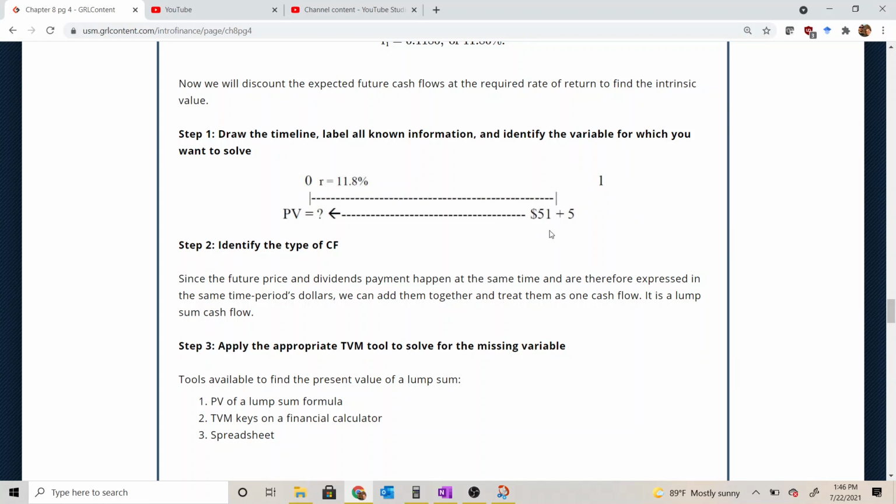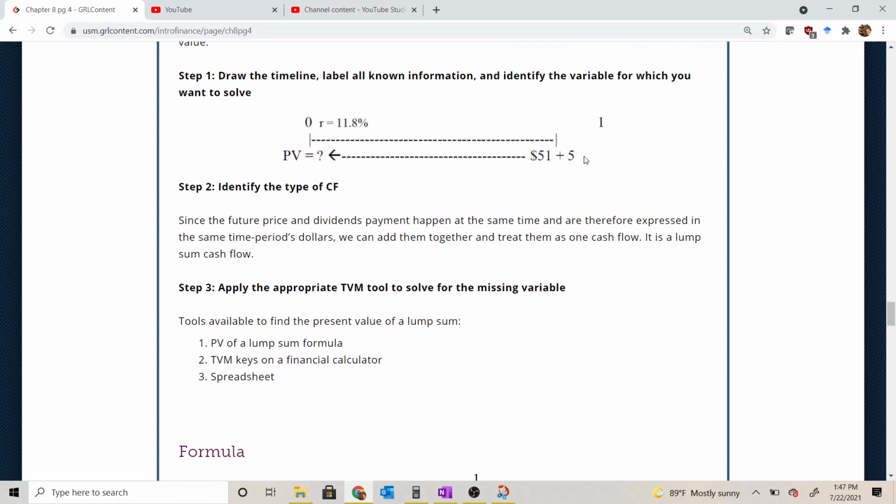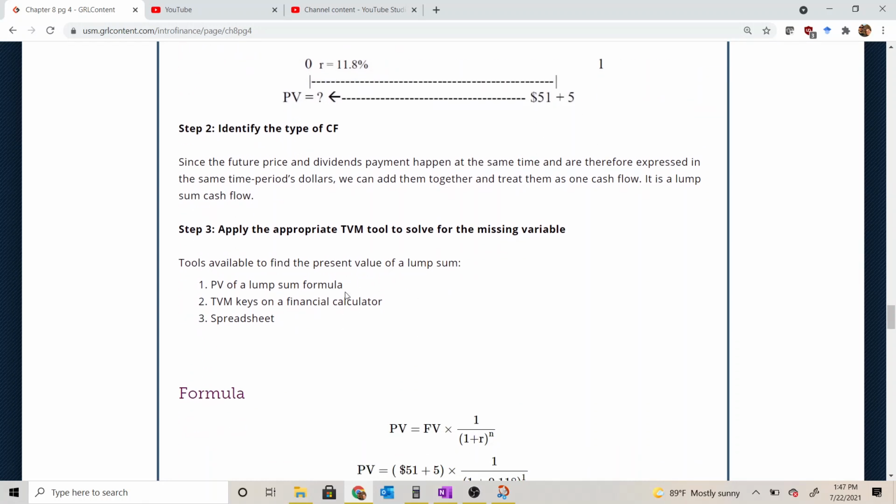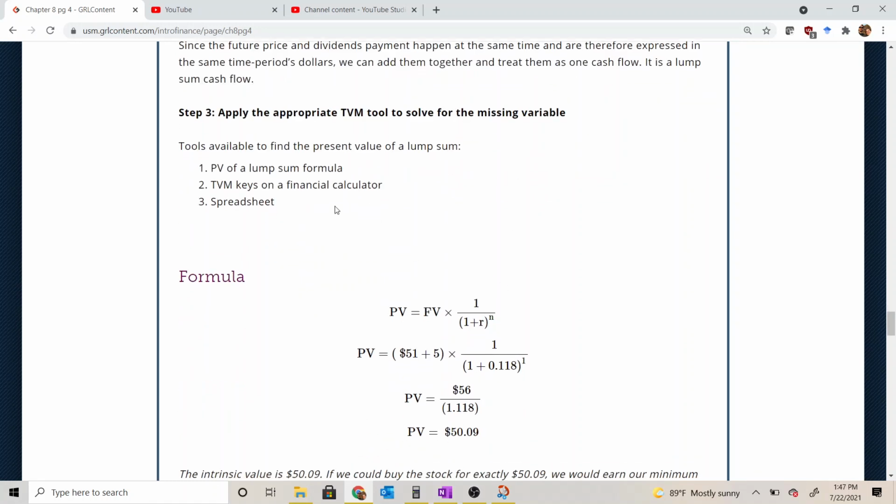We expect the stock to be trading for $51 1 year from today and to receive a $5 dividend 1 year from today. What we want to do is discount these expected future cash flows at the minimum required return to come up with that intrinsic value. We'll treat this like a lump sum cash flow, so we can use the present value of a lump sum calculator, or the time value of money keys on a financial calculator or a spreadsheet if you have access to that.